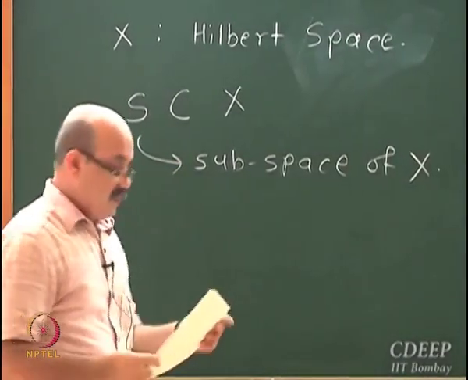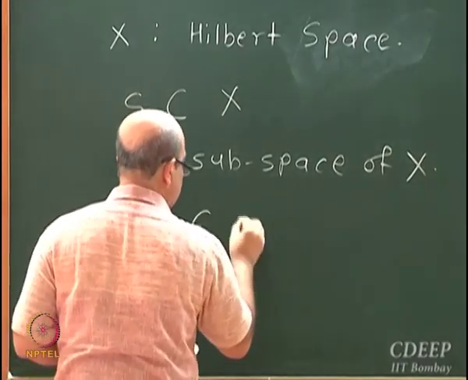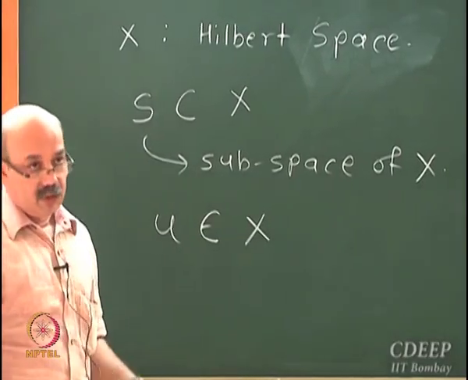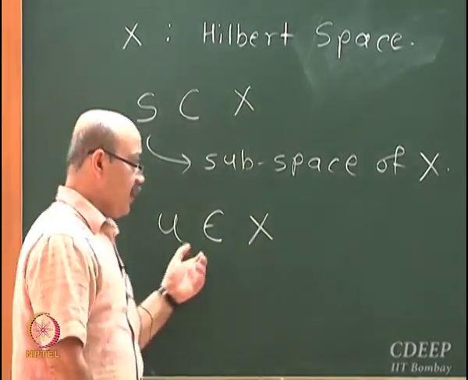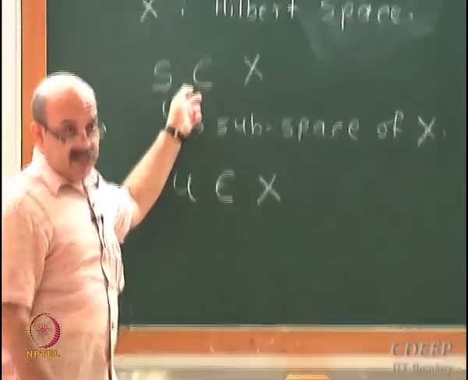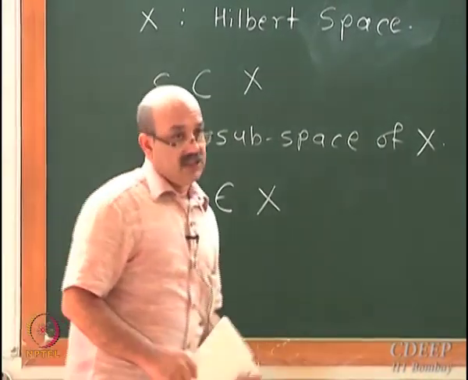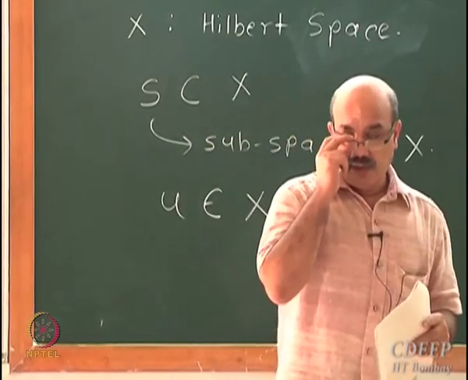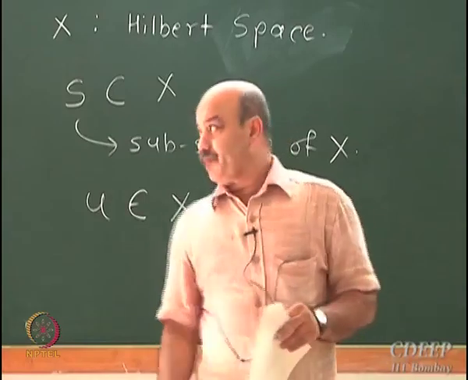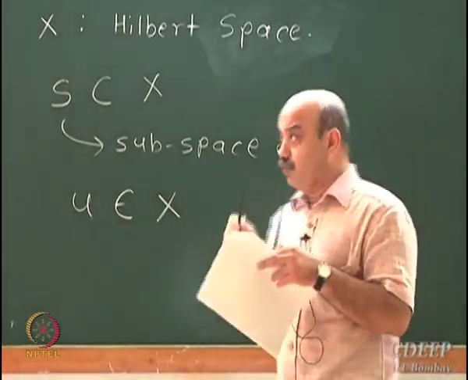And then we are given a vector u that belongs to X. A vector u is given to you that belongs to X. Now, u may or may not belong to this subspace S. I want to find out the point in the subspace which is at the shortest distance, in the least square sense, from u.